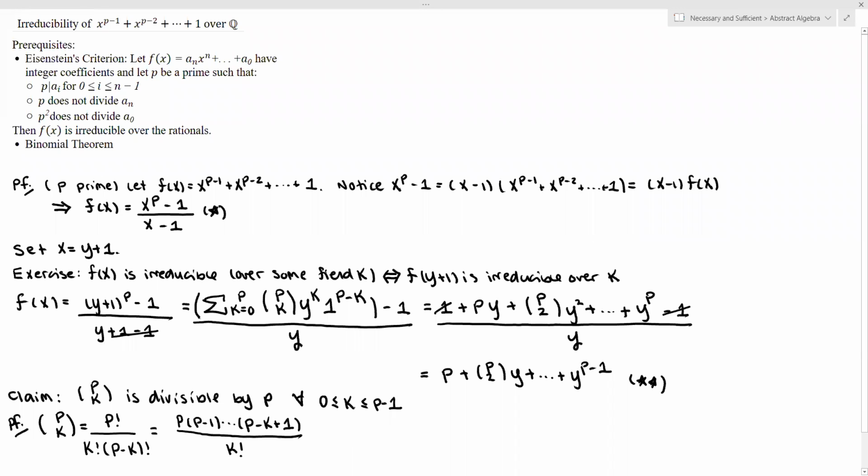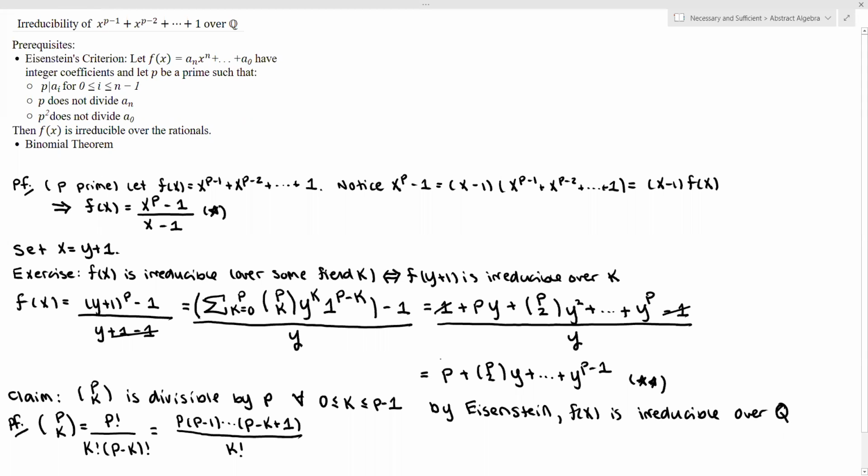But we know that k is smaller than p minus 1, and this is where p being prime really comes in. We know k factorial can't divide p, so we have a leftover factor of p, and then p divides this expression here. So that's a sketch of the proof. I leave it to you to write out all of the details. But once we have this, if we go back to double star, by Eisenstein, and we'll go over this in a moment, f of x is irreducible over Q.